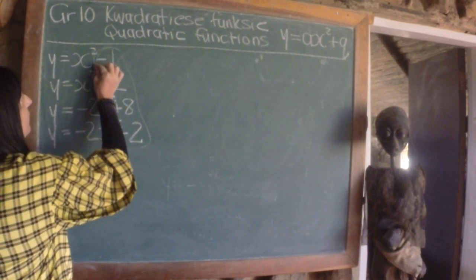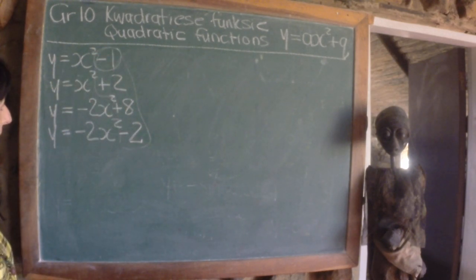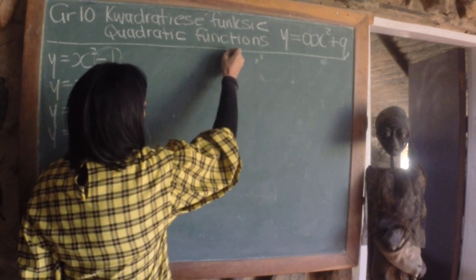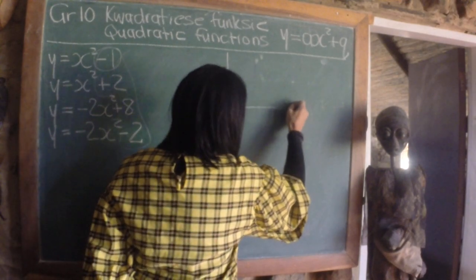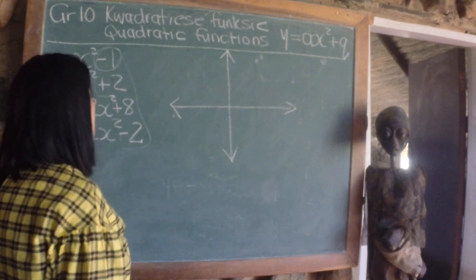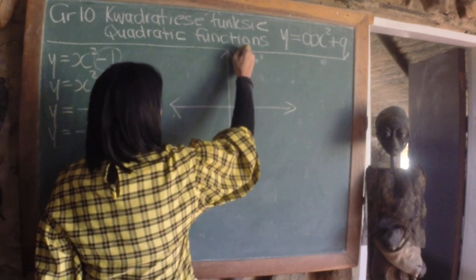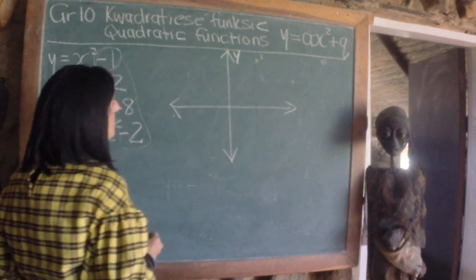This Q value over here is always in grade 10 my turning point. So if you draw a parabola, then the Q value, remember, shifts the parabola upwards or downwards. 'n Parabool in graad 10 is altyd simmetries om die y-as. Dit beteken die y-as sny hom presies in twee.